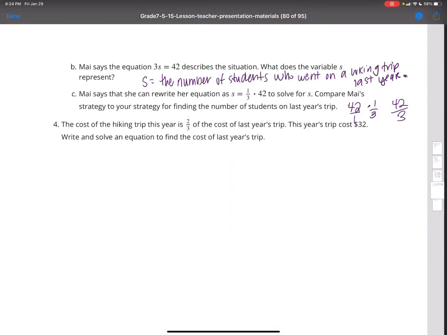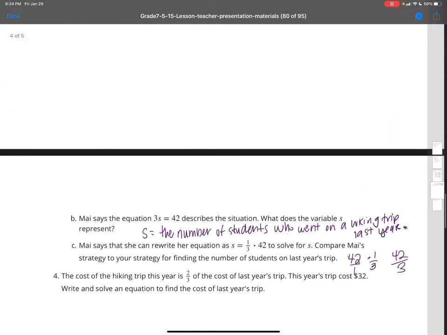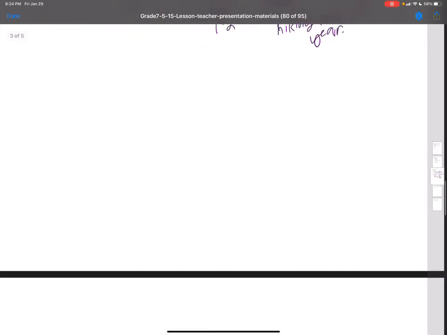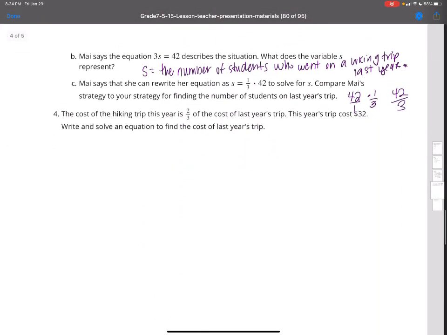So technically, dividing by a number is the same as multiplying by its reciprocal. This is called the multiplicative inverse, okay? All right, so I'll say that again. Dividing by a number is the same as multiplying by its reciprocal. It doesn't matter if the number is a fraction or a whole number. If you multiply by its reciprocal, it's the same as dividing by the regular number, okay?